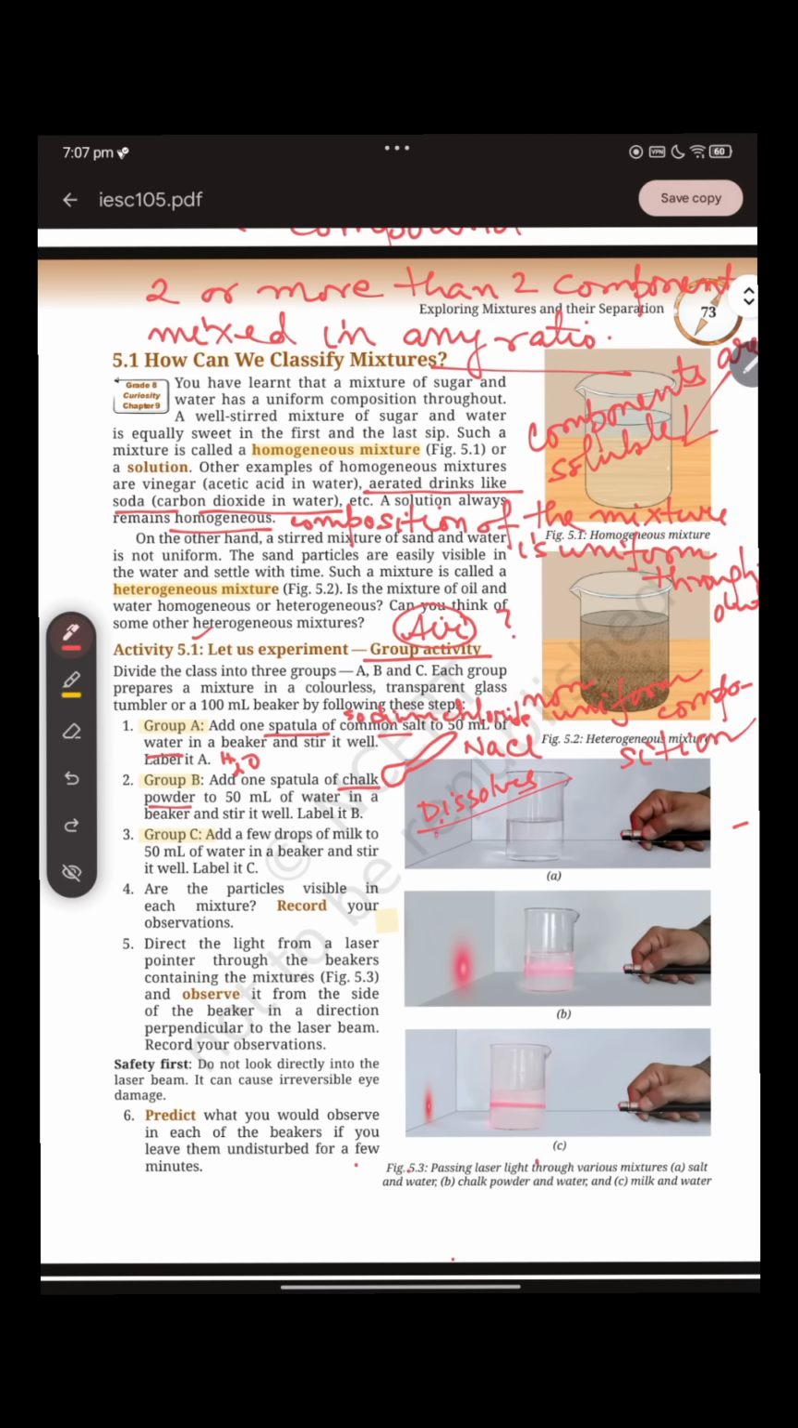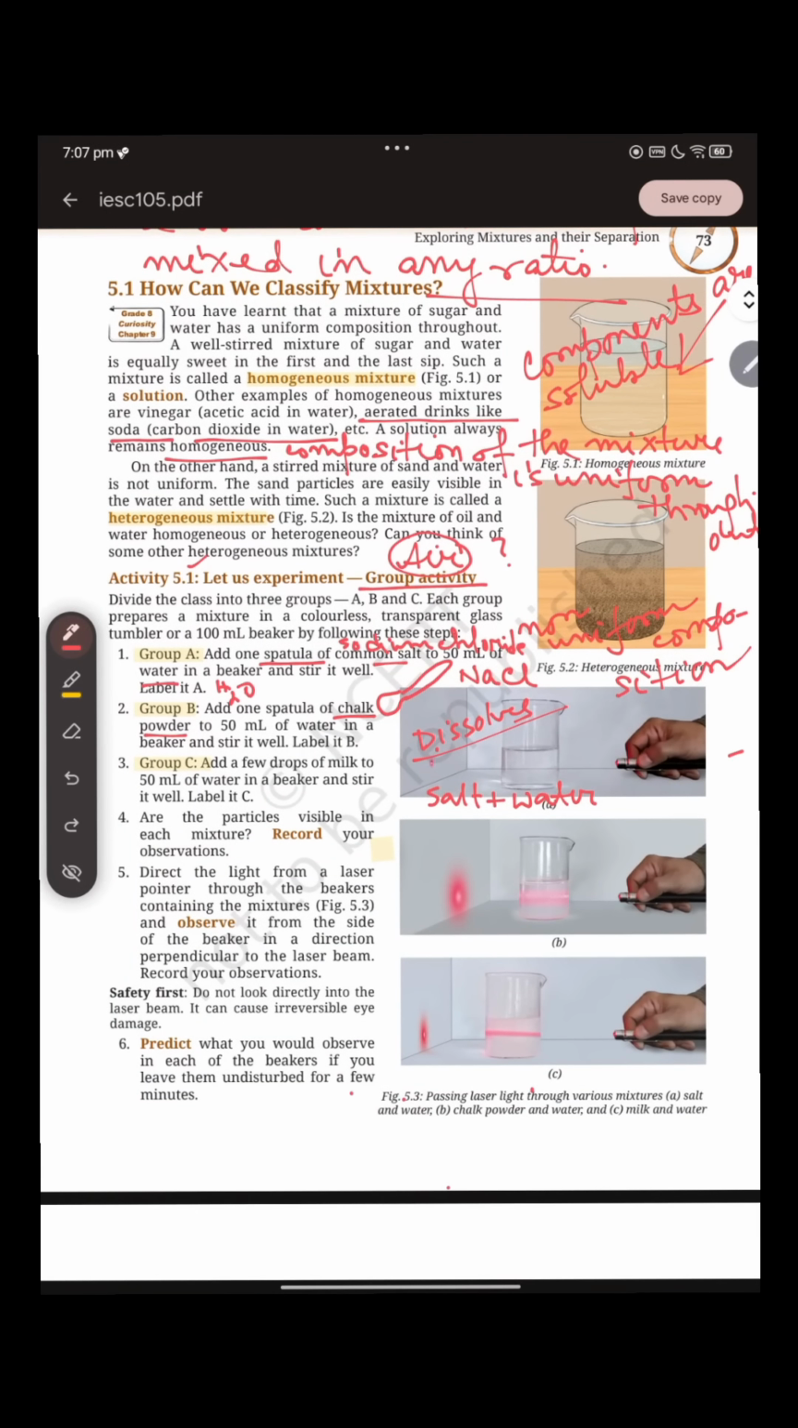So first one, what do we have? We have salt in water. In the second one, what are we having? We are having chalk powder in water. So this is it, and it is stirred well.